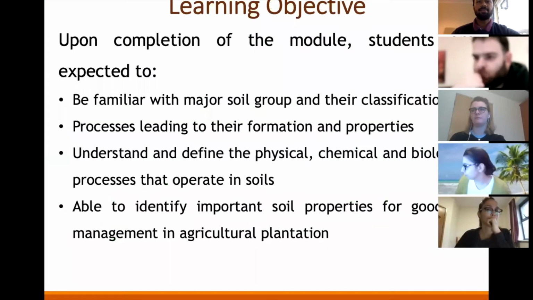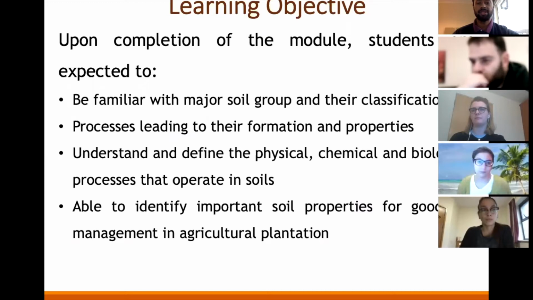So the learning objective of this module would be to familiarize yourself with the major soil groups as well as the classification, to understand the physical, chemical, and biological properties of your soil, and finally to bring all of this knowledge together and cultivate a good plantation or farm.